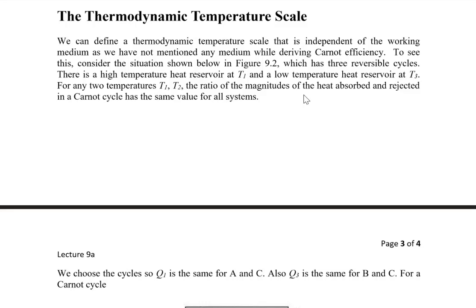So, the thermodynamic temperature scale. In the previous lecture, we defined the zeroth law of thermodynamics, and that law was defined with a property called temperature. And yes, we have to define a temperature scale, and that temperature scale must be independent of the working medium, or substance, and that we would call the absolute temperature scale.